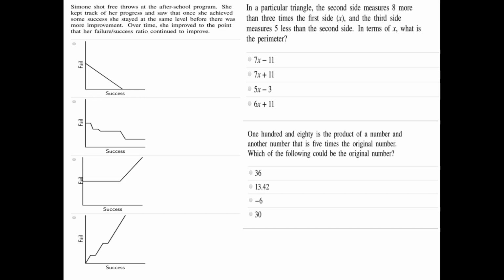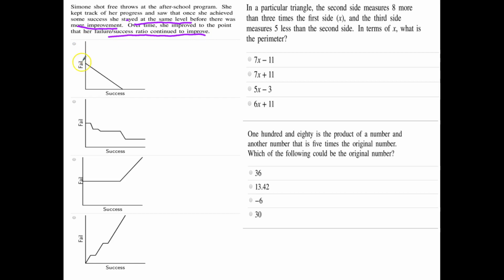Simone shot free throws at the after-school program. She kept track of her progress and saw that once she had achieved some success, she stayed at the same level before there was more improvement. Over time, she improved to the point that her failure-success ratio continued to improve.